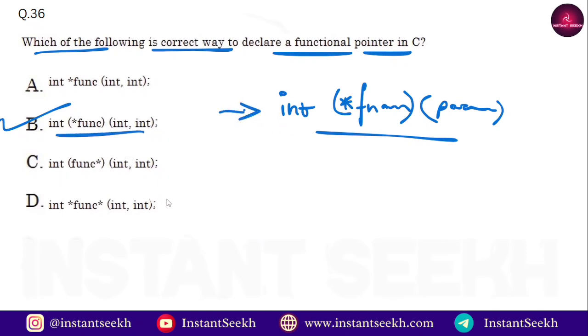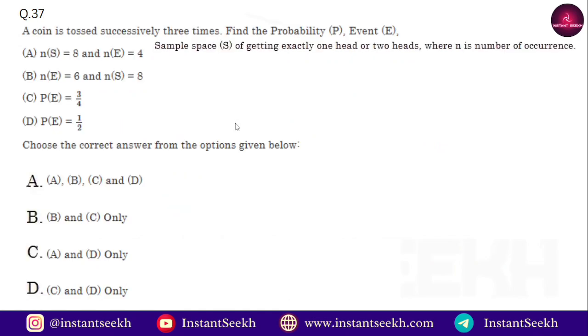Straight away, option D is wrong, not valid. Option C is also wrong because we do nothing like this in C programming. From these two options, you need to specify the pointer in parentheses when we are declaring a function pointer. So your option B is your right answer for this particular question. Let's move on to the next.